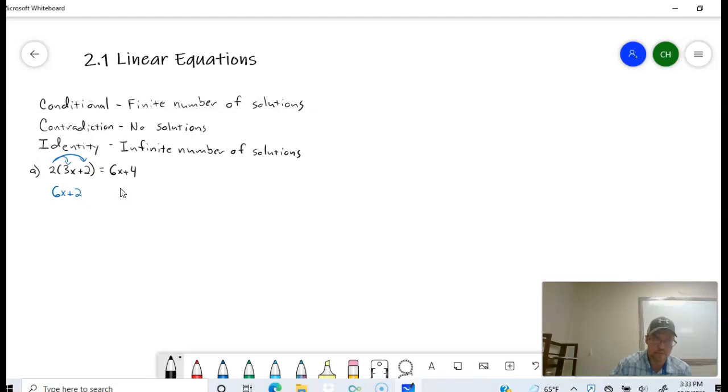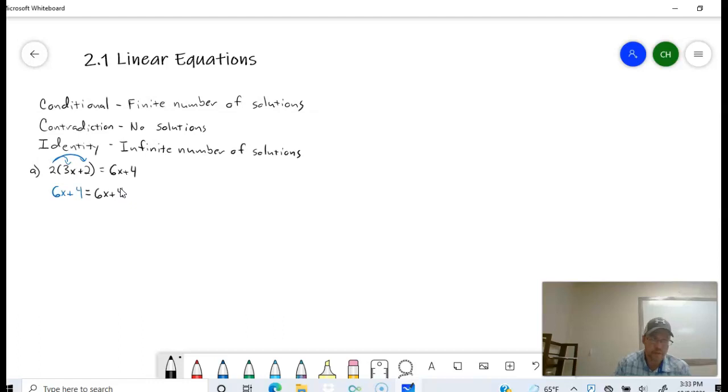On the other side, I did that one wrong. 2 times 2 is 4. Easy to make mistakes. You always got to double check yourself. Equals, this side we had 6x plus 4.